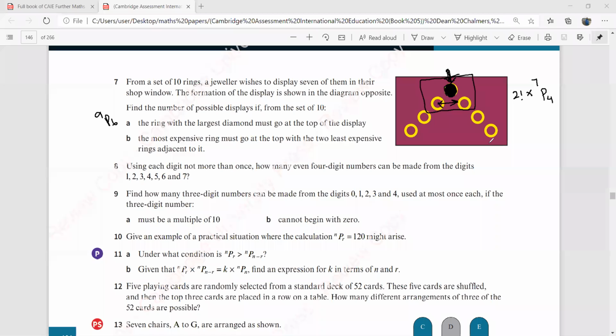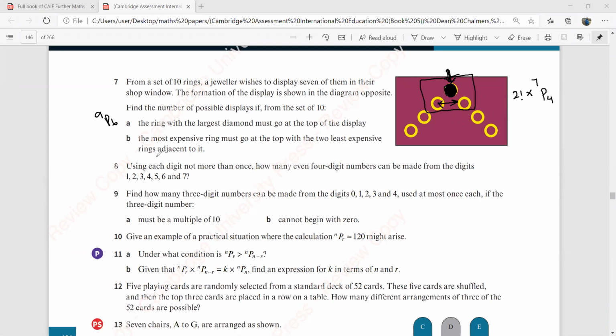Can you relate to this? Won't it be 6P4, because we also have the diamond one fixed over there, so 10 minus 3? No, this is a different situation. Part A and part B are two different situations. Now we are keeping at the top not the diamond one, but the most expensive one.